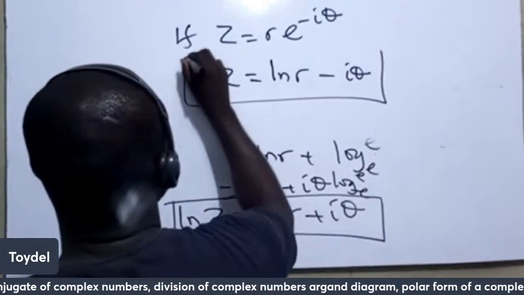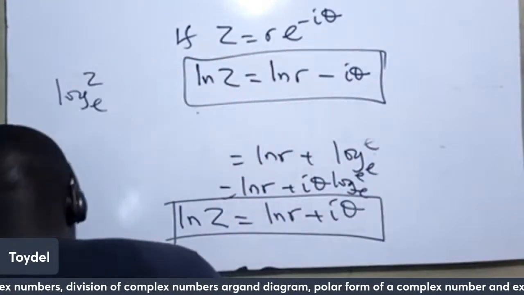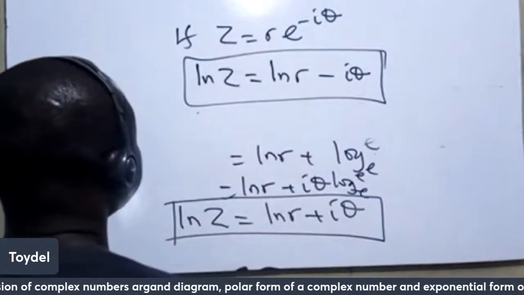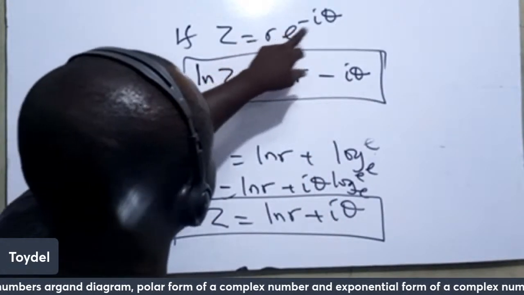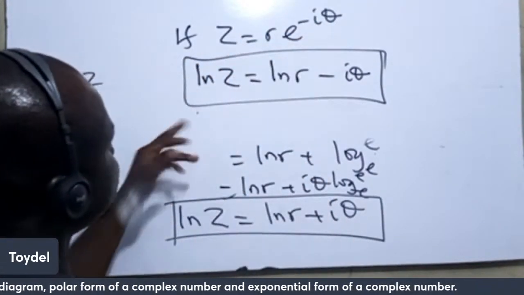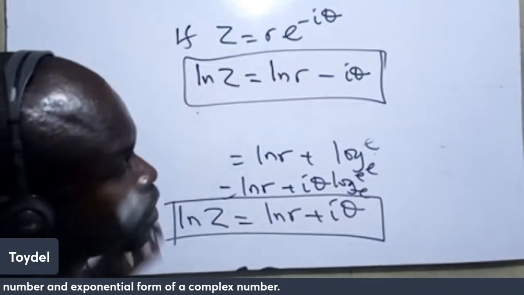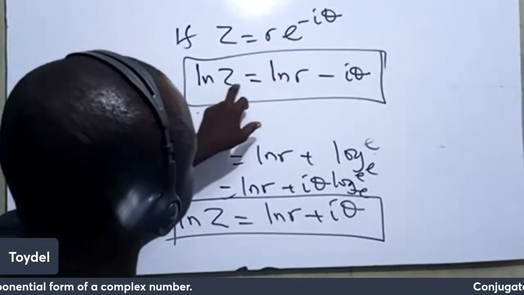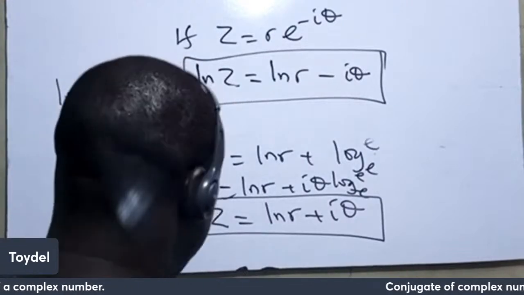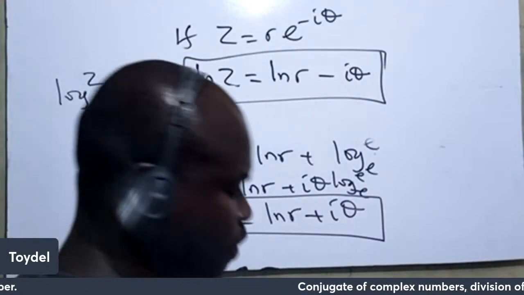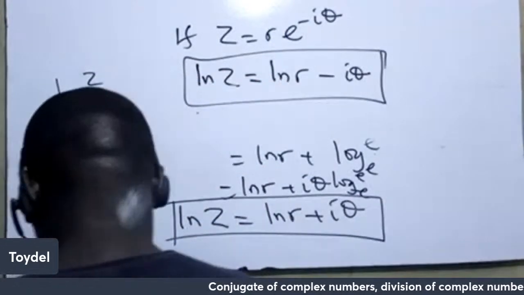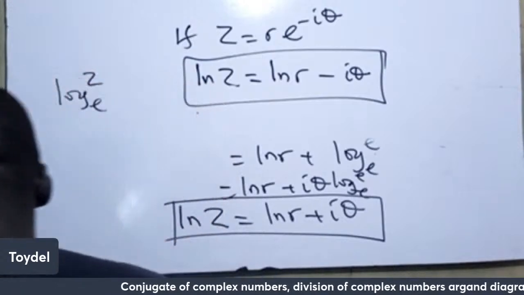Please note that because in our exponential form θ is in radians, we use the natural logarithm. ln simply means log base e. So this is the logarithm of a complex number. Once you convert the complex number to exponential form, this is how to write the logarithm.